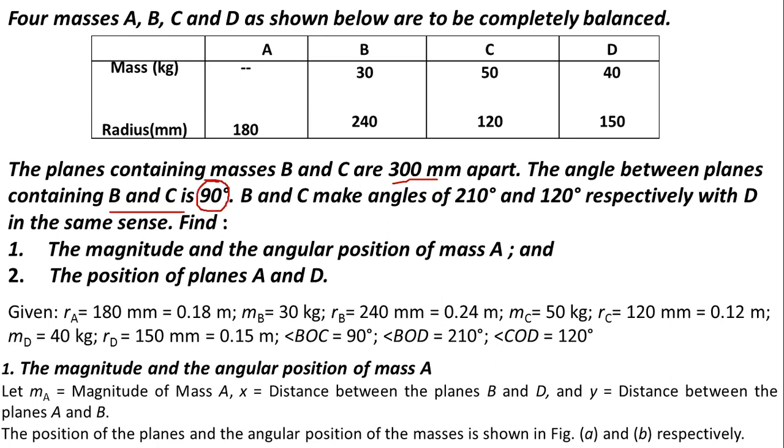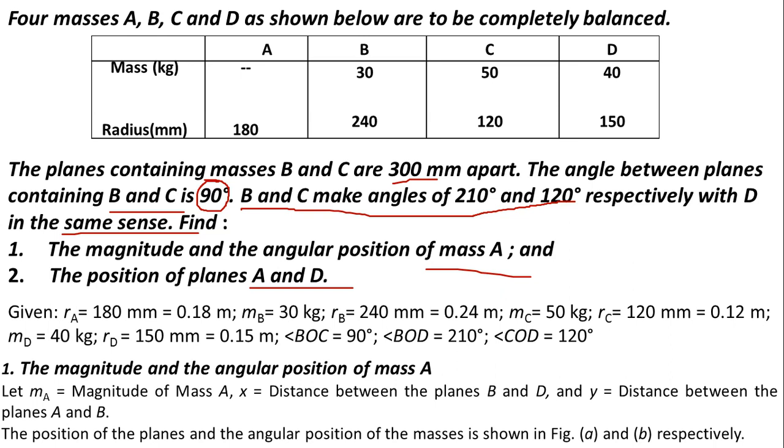and the angles of B and C are 210 and 120 degrees respectively with D, in the same sense. You have to find out the magnitude and angular position of the mass A and the position of planes A and D.